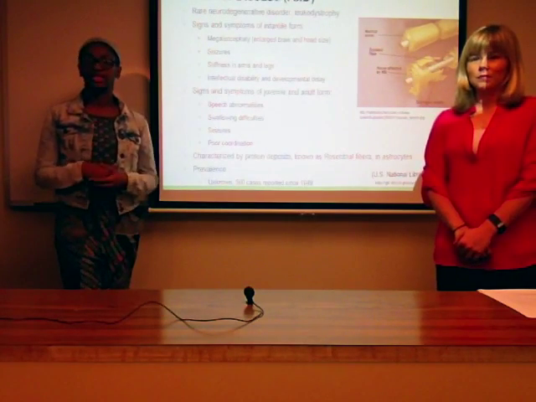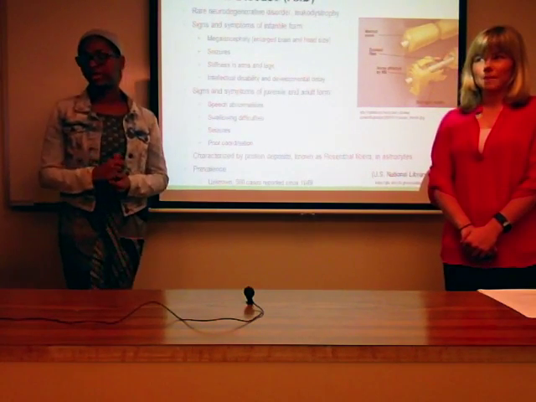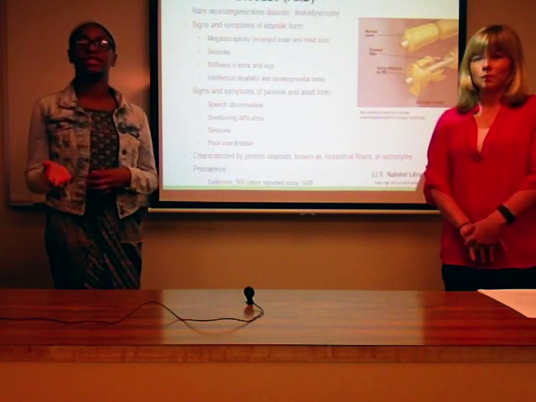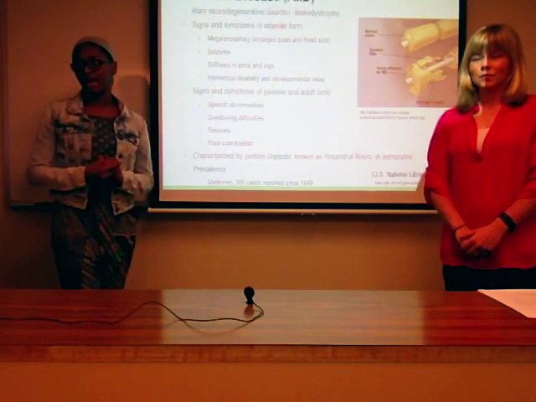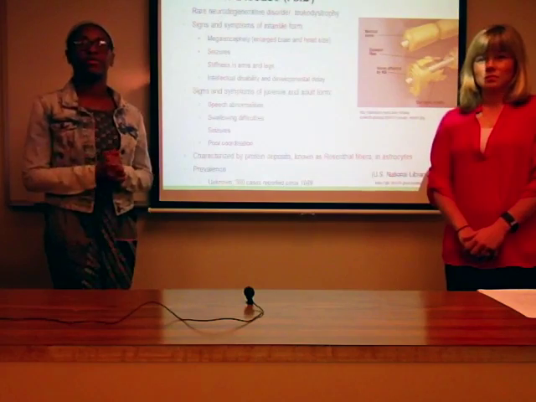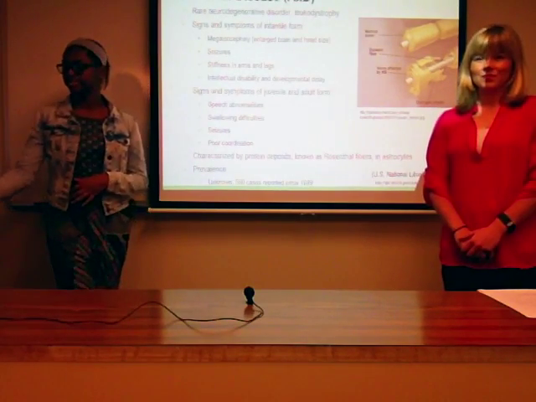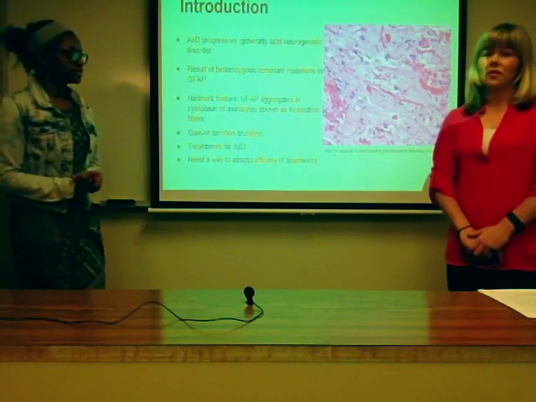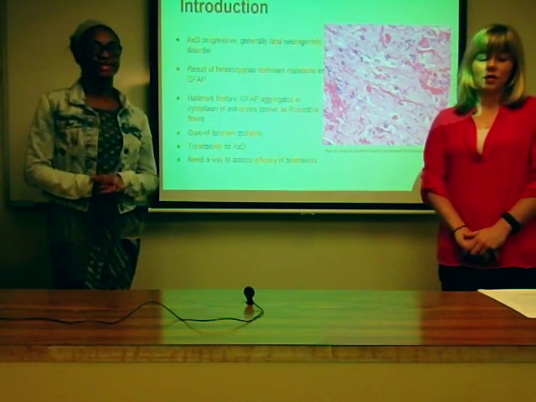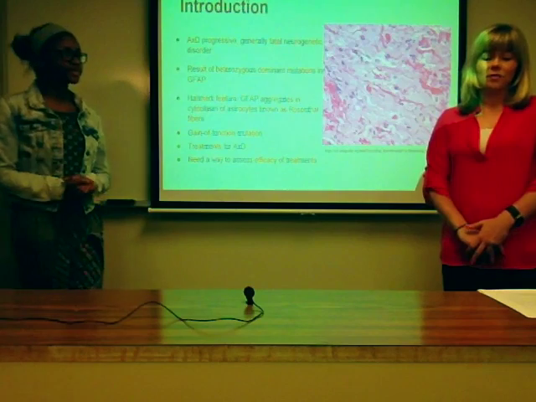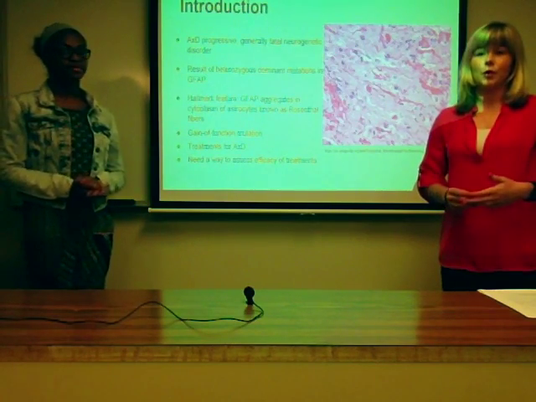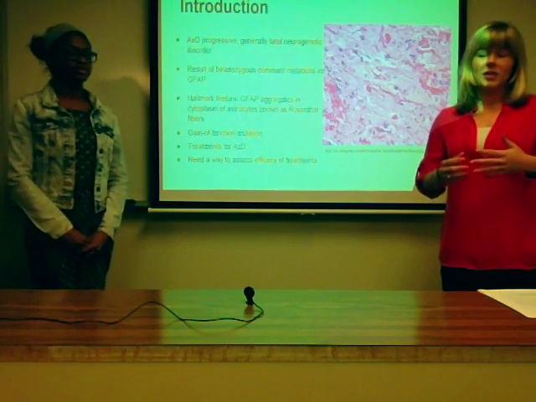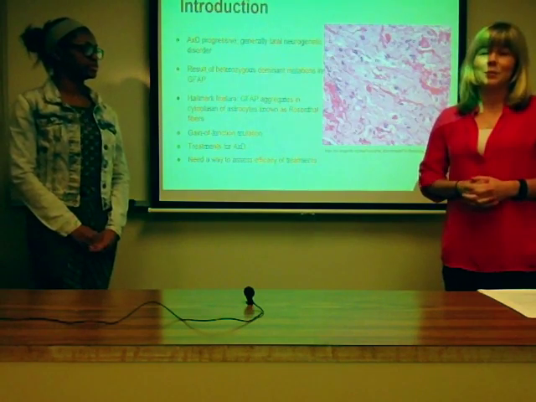This disorder is pretty rare. It's not known how prevalent it is, but since 1949, when it was discovered, there have been about 500 cases. Alexander disease is a progressive, generally fatal neurogenetic disorder, and it is a result of heterozygous dominant mutations in the protein GFAP, which stands for glial fibrillary acidic protein.